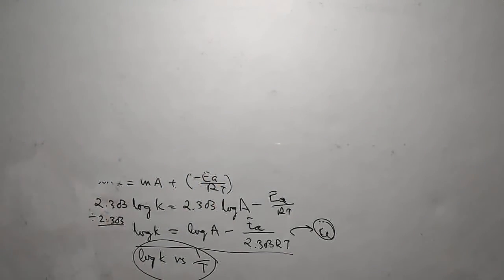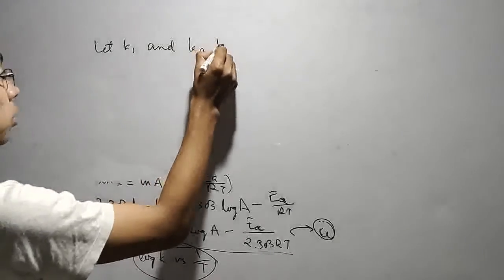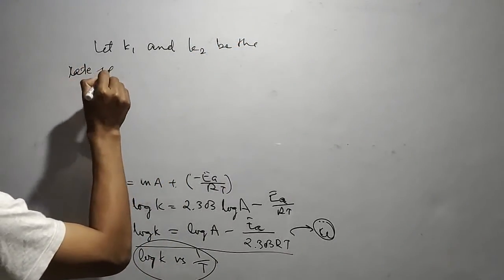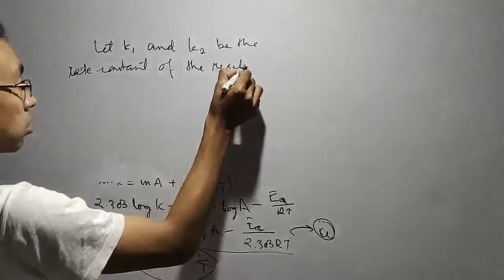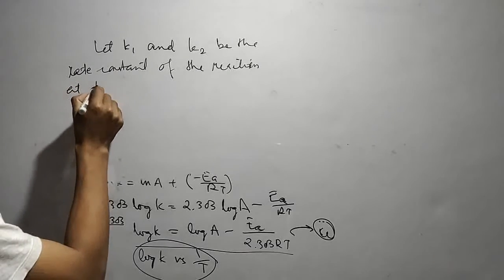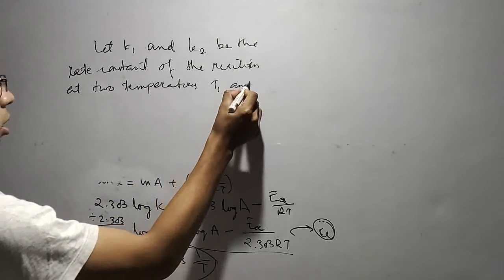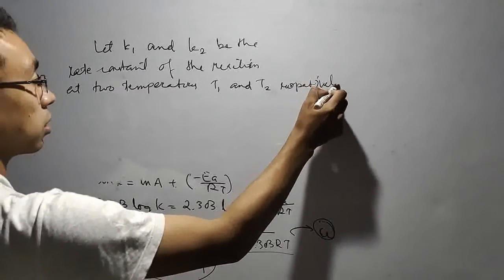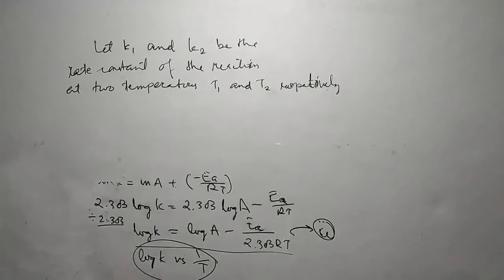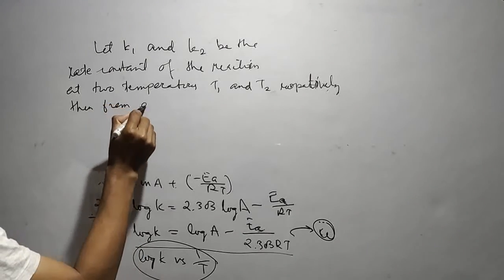Now from equation number 2, there is a special case. Let k1 and k2 be the rate constants of the reaction at two different temperatures, T1 and T2 respectively. Clear?